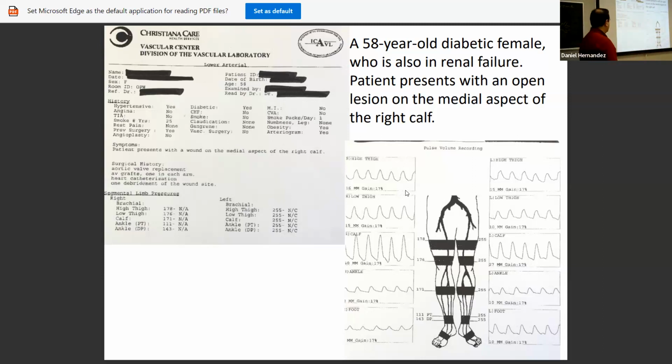The other side, there's a really big drop: 171 to 143. Yep, so that's another sign of disease right there. You can tell the waveform changes too, like the amplitude. When we went from cap down to ankle, there's a pretty significant drop. I like the amplitude of that waveform.